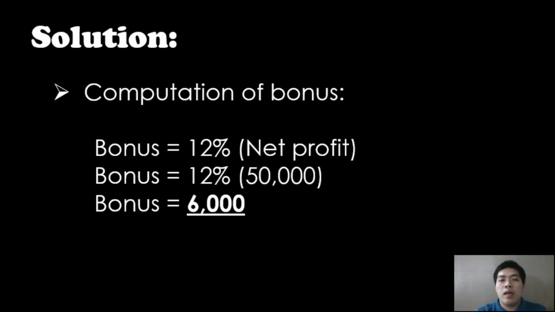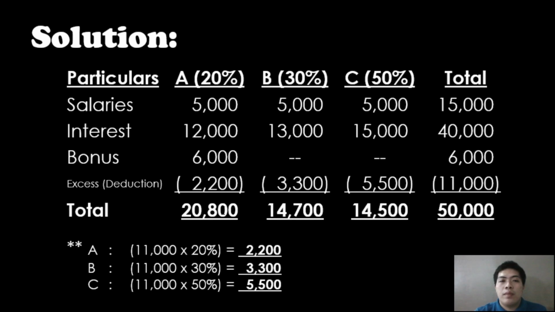Then next, we have computation of bonus. Okay, 12% daw ng net profit before salaries, interest, and bonuses. So, diretso na lang 50,000 times 12%. So, 6,000 yung ating bonus. Then, yan yung ating presentation. Kung mapapansin nyo, yung total ng 15,000 tsaka 40,000, then 6,000, mas mataas kaysa kay 50,000 na net profit. Yan yung ating sinasabi kanina na instead of excess, deduction yung nangyari.